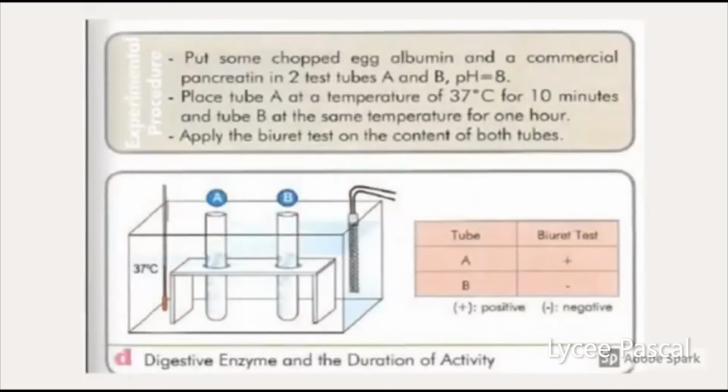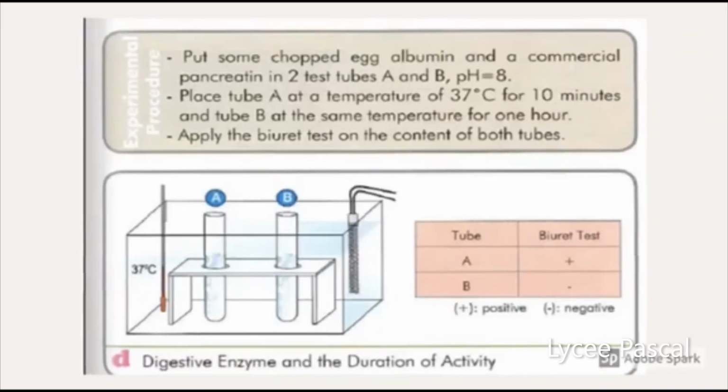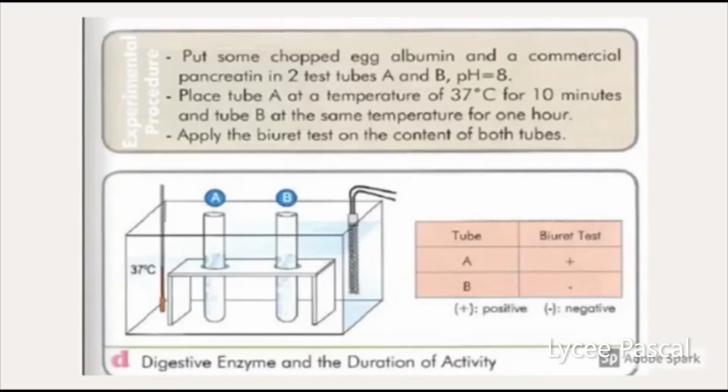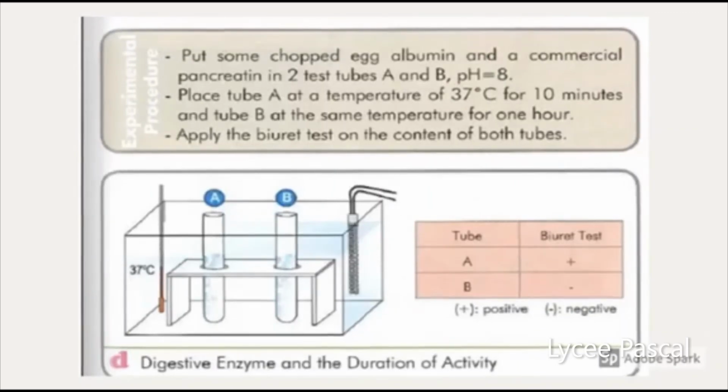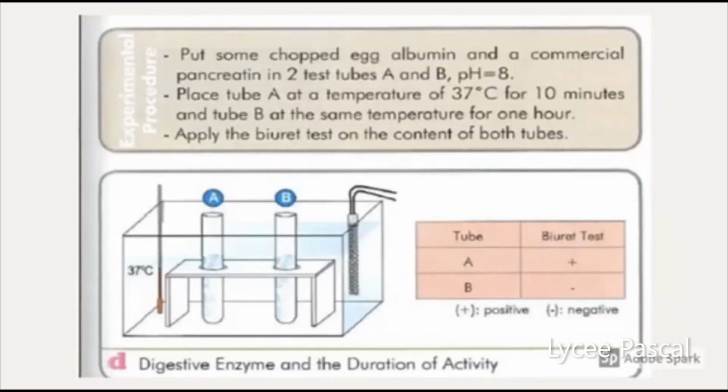Finally, duration. Each enzyme works on a specific duration. Let's look at this experiment to prove how duration affects the activity of enzymes. We have the same substrate in 2 tubes A and B, which is egg, and we are going to add commercial pancreatine in 2 test tubes A and B with pH equal to 8. We are going to place them in temperature of 37 degrees Celsius, tube A for 10 minutes while tube B for 1 hour.